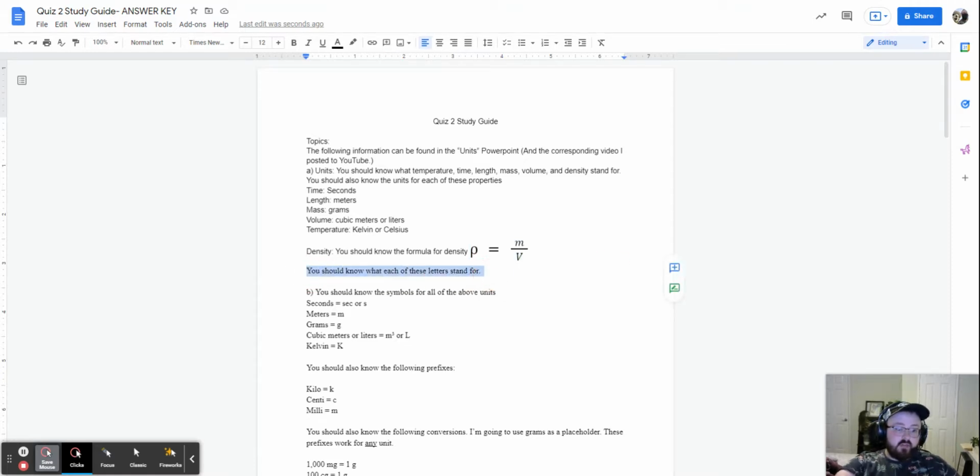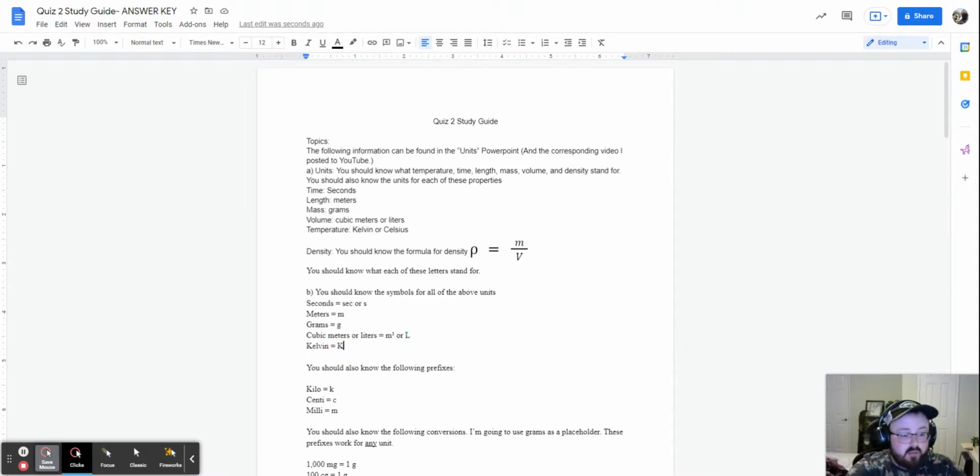So you should know what each of these letters stand for, right? These are the shorthands. When I say seconds, it should be sec, SEC, or S. Either one does work, whichever one you want to use. Technically I think it's S, but because a lot of the other time ones are 2 to 3 letters, you can use SEC. But meters is M, grams is G. Cubic meters means meters to the 3rd power, and liters. And then Kelvin is a capital K.